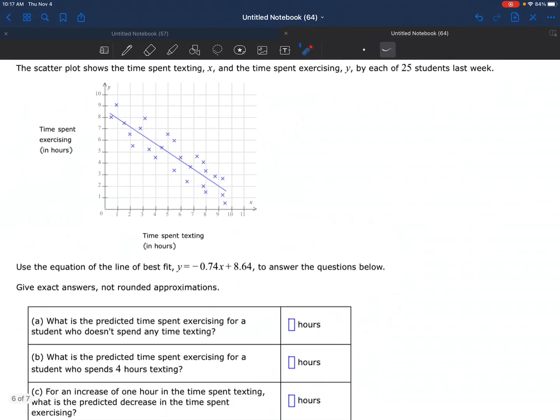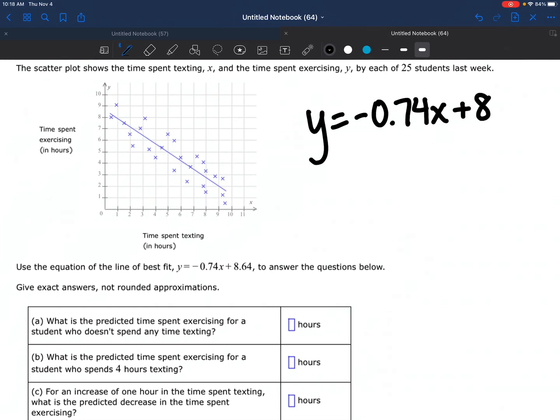Okay, it says scatter plot shows time spent texting and the time spent exercising. So what they're saying is, when people spend more time texting, they spend less time doing what? Exercising. Okay? Now, here's where I really want you to pay attention. Use the equation of the line of best fit. I'm going to write it out here so you can see it a little better. Y is equal to negative 0.74x plus 8.64. We can use this to answer all of our questions.